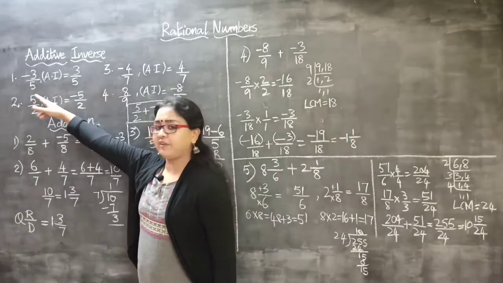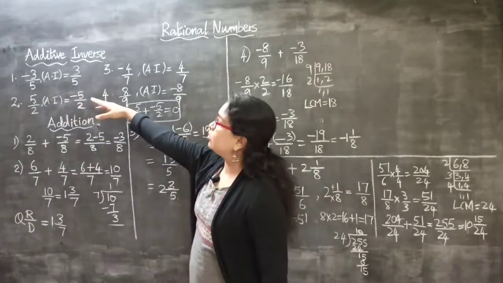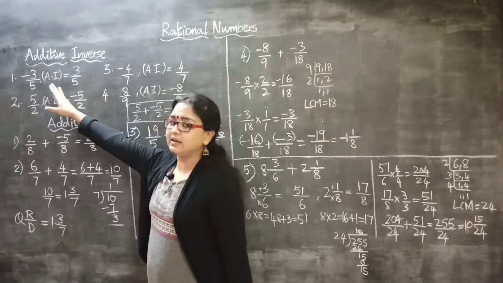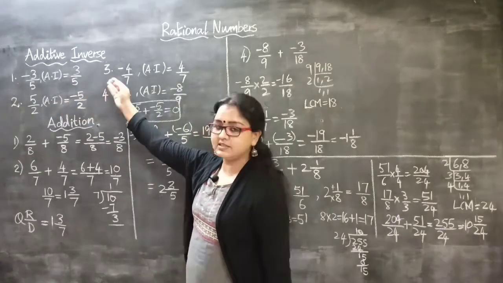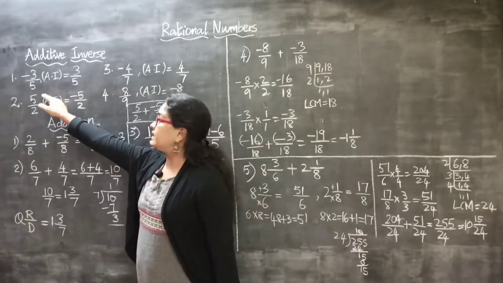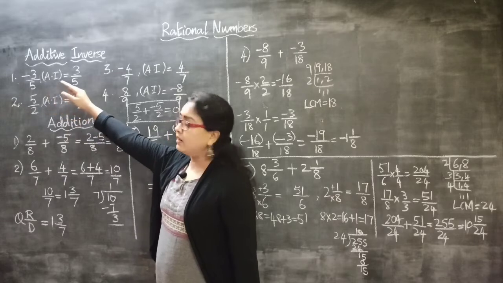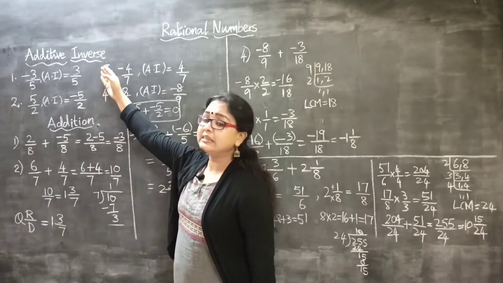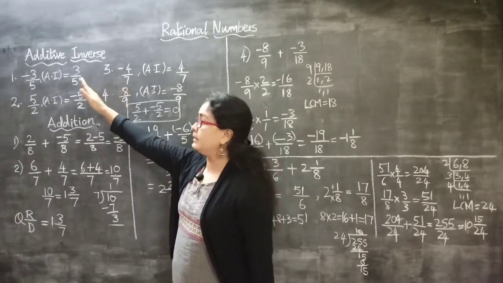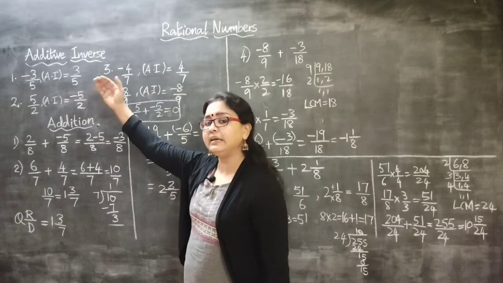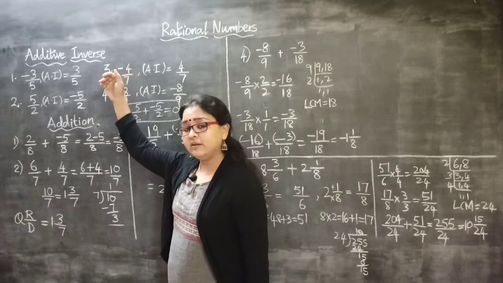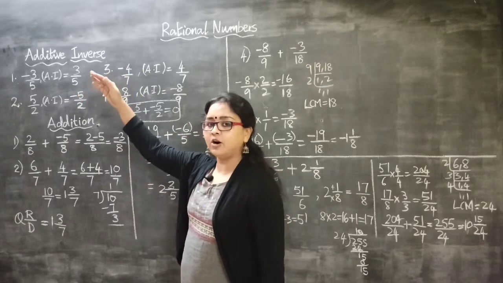Minus 3 by 5 is the question given here. So, I have just written additive inverse as a short form, right? So, the additive inverse of minus 3 by 5 is 3 by 5. That is, when it is a negative number, we are making it into what? A positive. So that is called additive inverse.